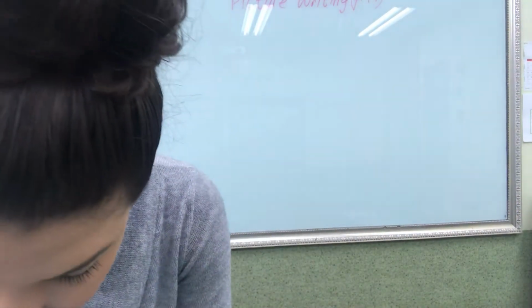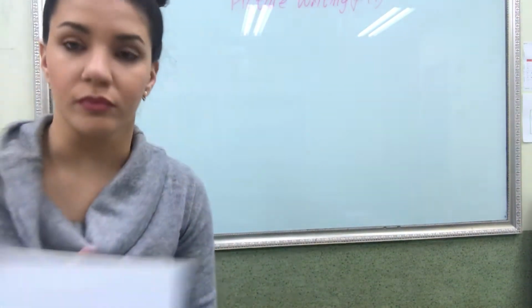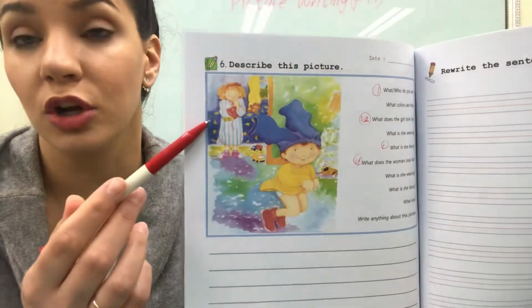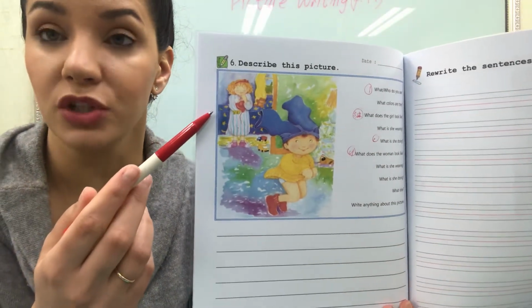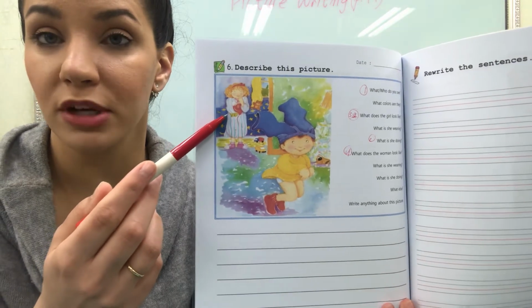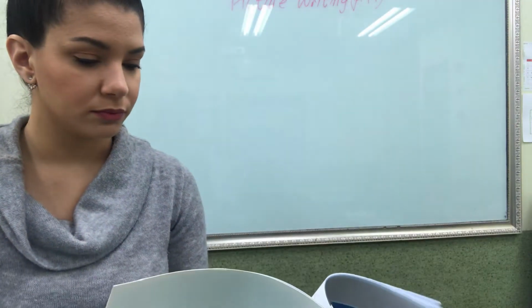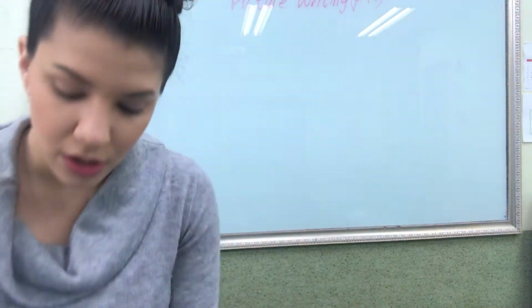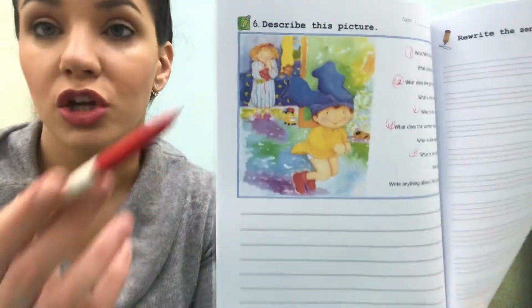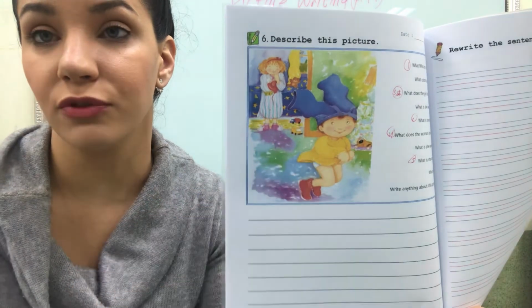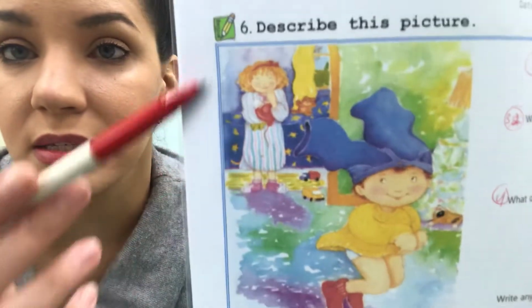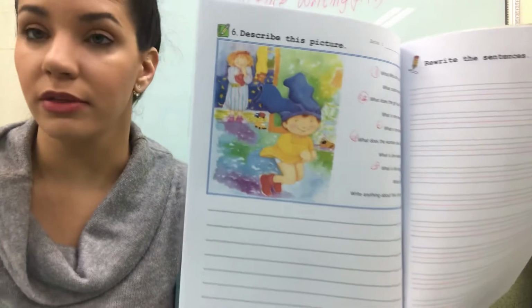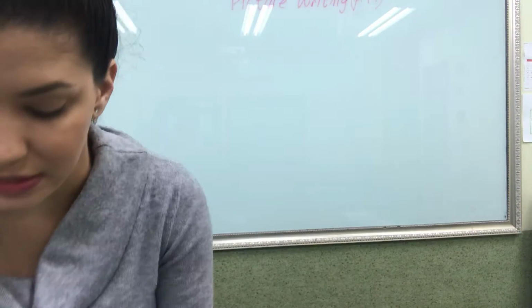Number 4, what does the woman look like? The woman, you can say this is her mom. Her mom looks happy too. What is she doing? She is smiling. She is helping her daughter get ready for school. She is playing with her. What else? That's something that you can answer last.